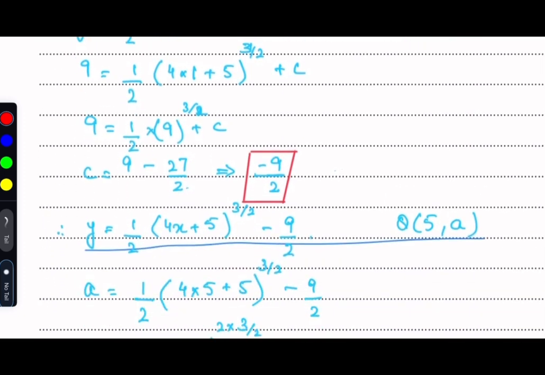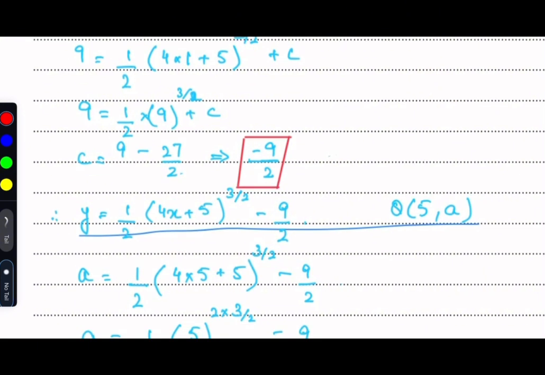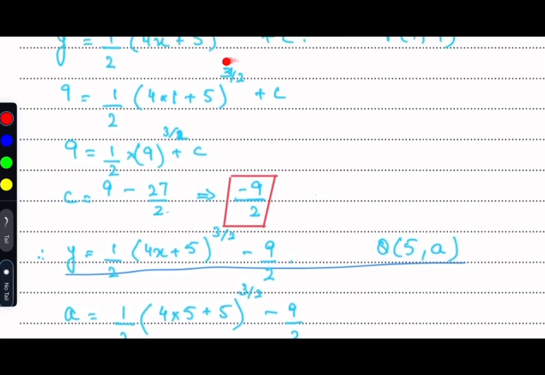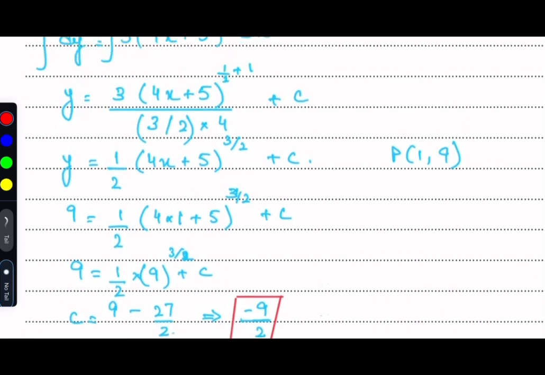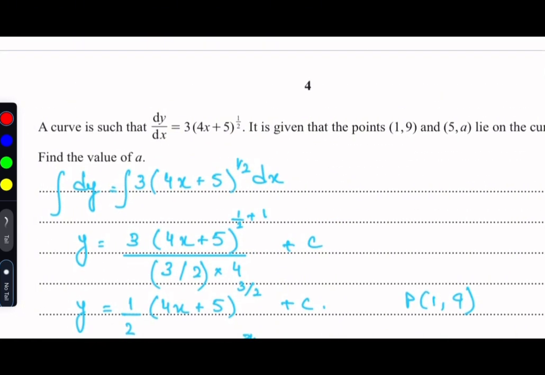So this means that my curve equation shall be y equals 1 by 2, 4x plus 5 to the power 3 by 2, and then substituting C in the equation, C is negative 9 by 2. So this is going to be the curve equation. Now the other point which was given, and for which we have to find the value of a, is 5 comma a.